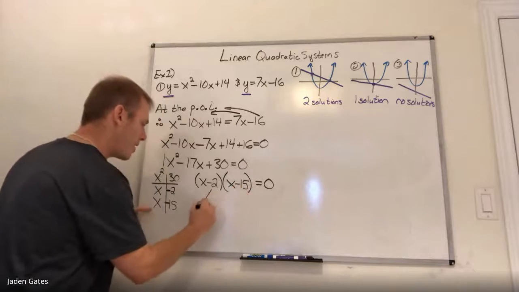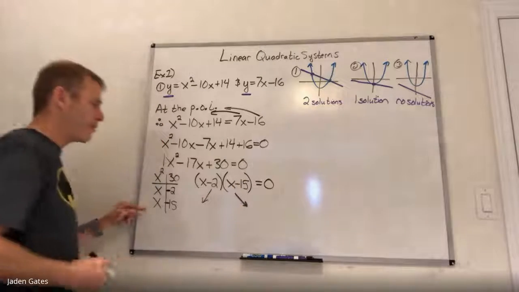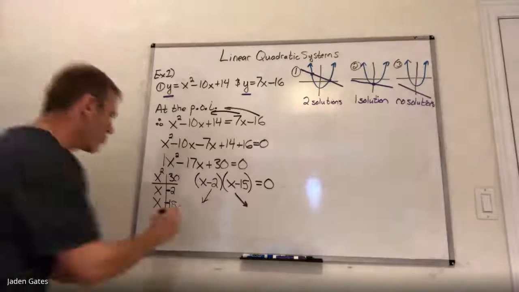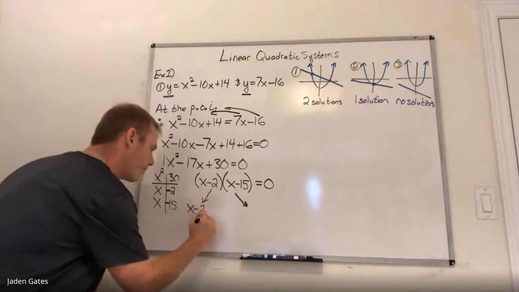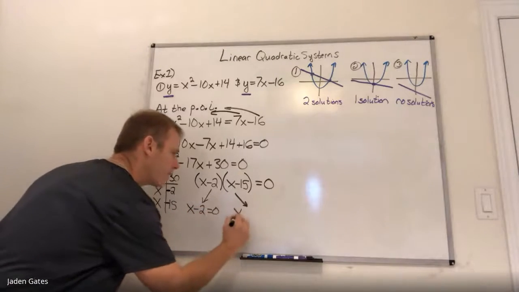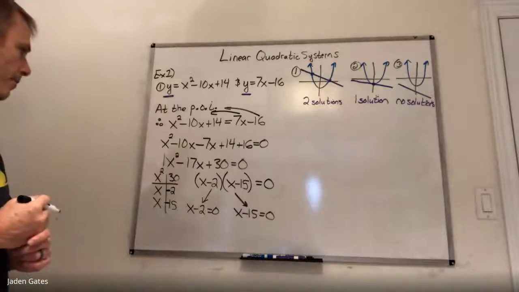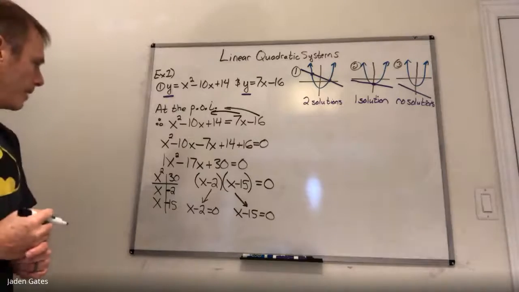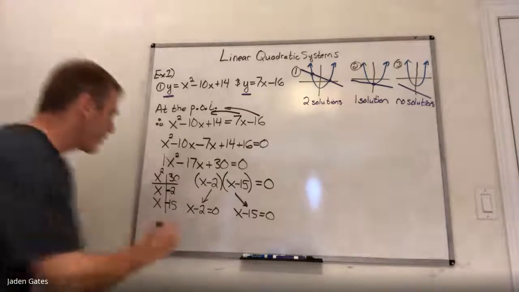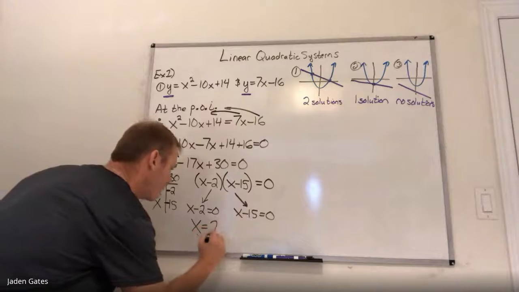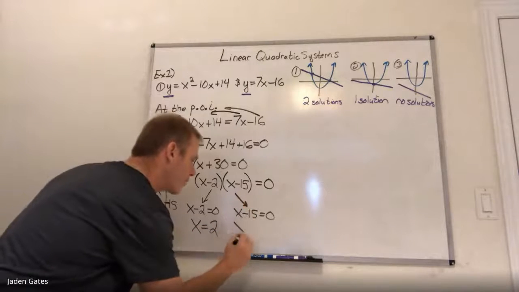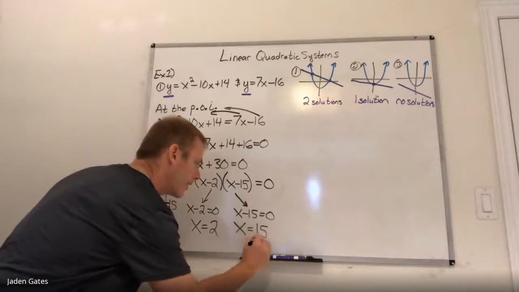Now to find the x coordinates of my point of intersection, I'm going to solve each piece, which is something, again, we have done, solving using factoring. We're just going to take it a little bit further this time because of the situation. Bring the -2 over to the other side, I get x equals 2. And bring the -15 over to the other side, I get 15.